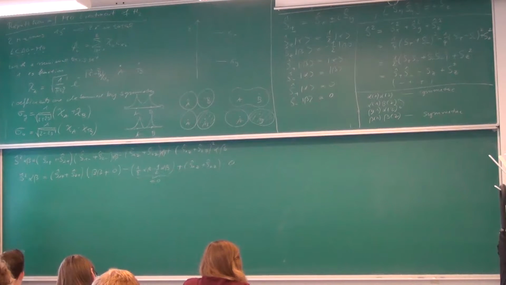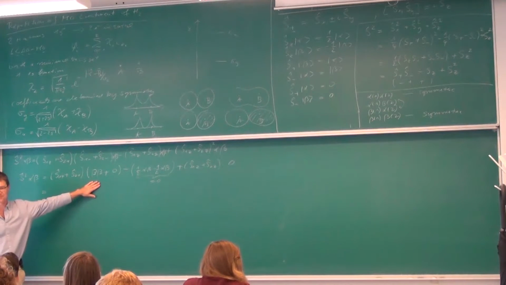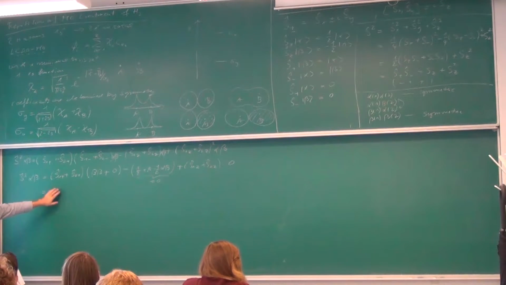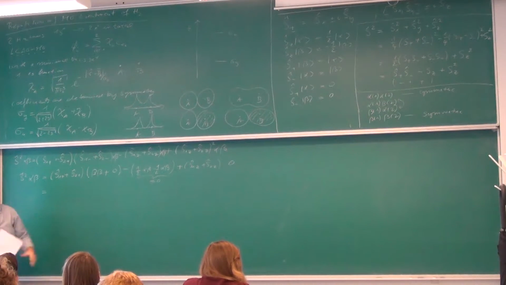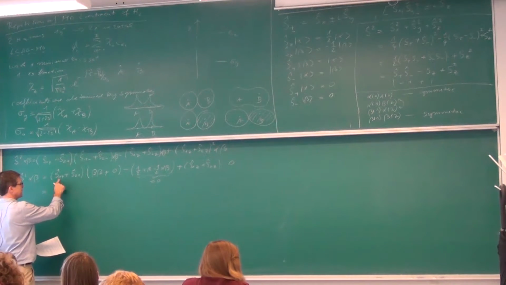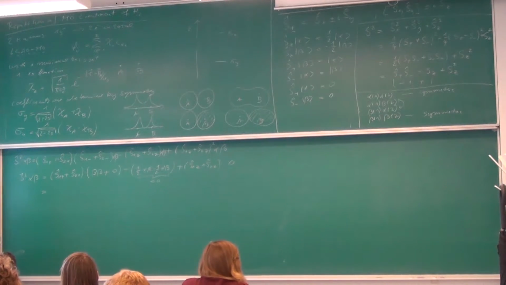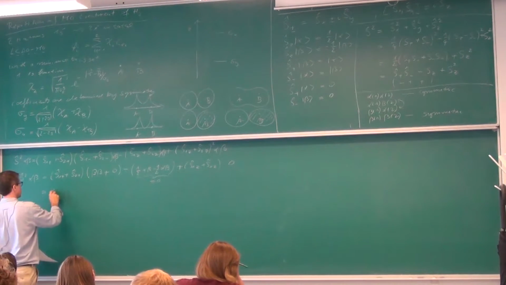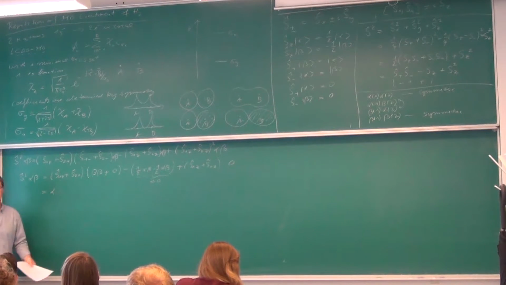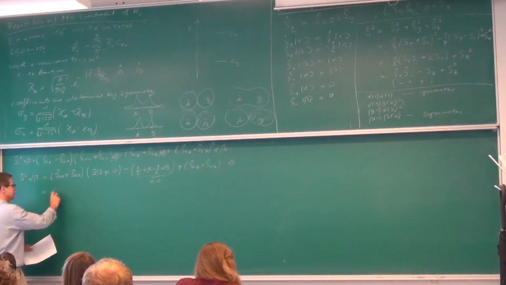That was actually quite fast. So the only thing I'm left with is this part here. Now I have to let this one act on beta. What does that do? S1 plus on beta gives us alpha, but it doesn't do anything with the spin function of the second electron, so that's alpha beta.